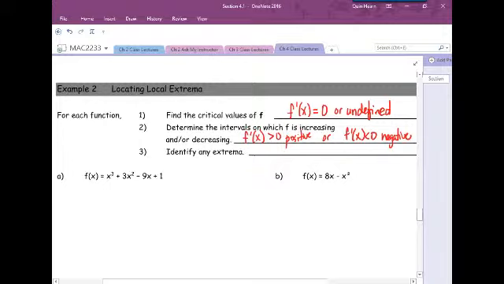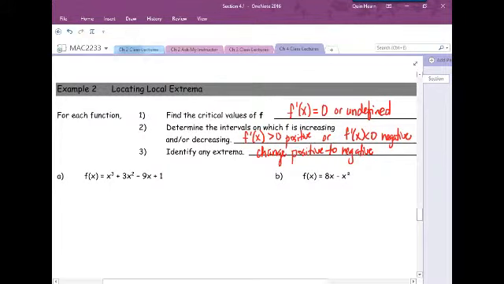Or decreasing is where the derivative is less than 0 or negative. So the sign of the first derivative is going to tell us whether our slope is positive or negative, which tells us increasing or decreasing. And then we're going to identify any extrema that occurs where we have a change from positive to negative at a point, an x value, where the function is defined.